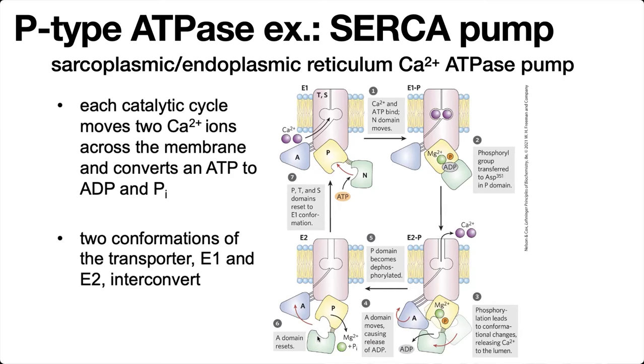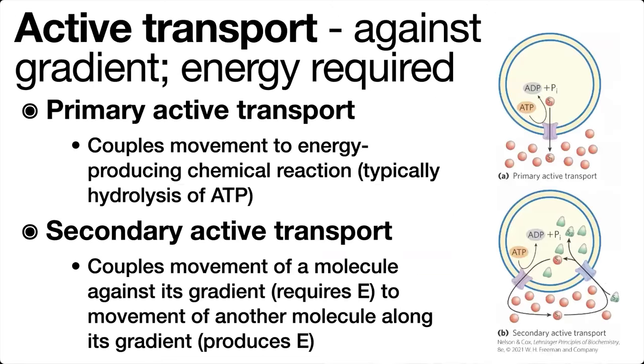And then this domain is going to reset. And so now you can have another calcium come in. When that calcium comes in, then you're going to get in that conformation in which you can get phosphorylated and then release things. So everything is kind of happening in response initially to the substrate being there, because you don't want to just be doing this unless you're ready to transport. And so that was our primary active transport. We're directly paying at the gate.